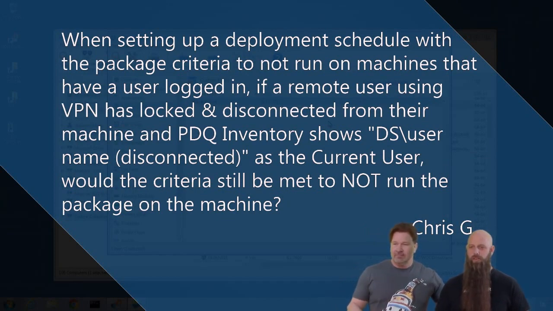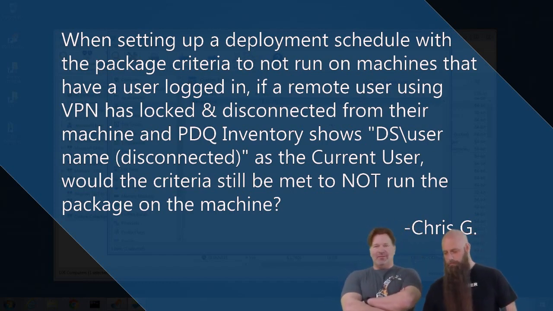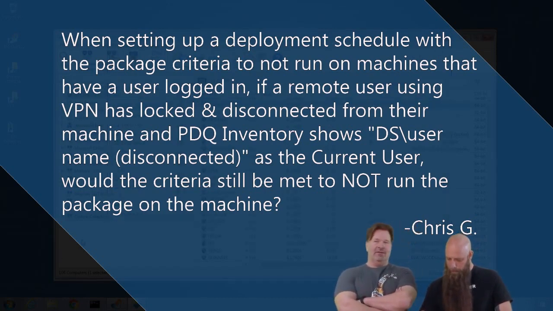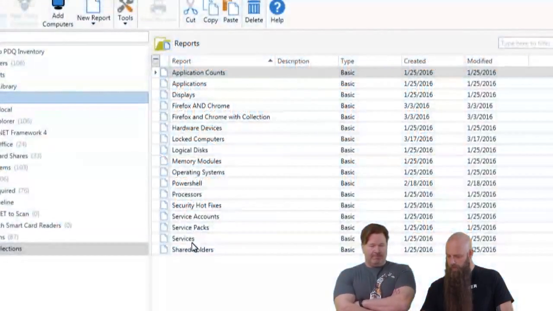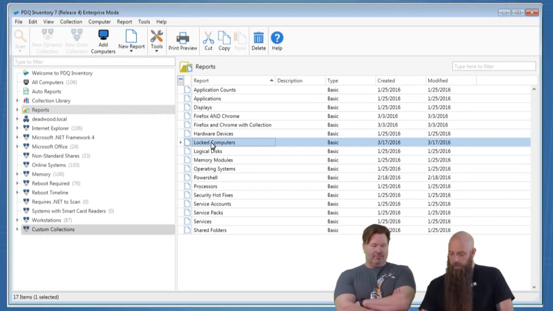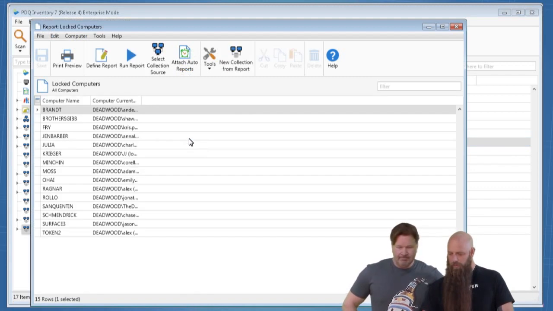All right, from Chris G. When setting up a deployment schedule with the package criteria to not run on machines that have a user logged in, if a remote user using VPN is locked and disconnected from their machine and PDQ Inventory shows username disconnected as current user, would the criteria still be met to not run the package on the machine? That's a good question. What you're talking about are conditions. So first of all, locked computers. These are the machines that are locked and connected.